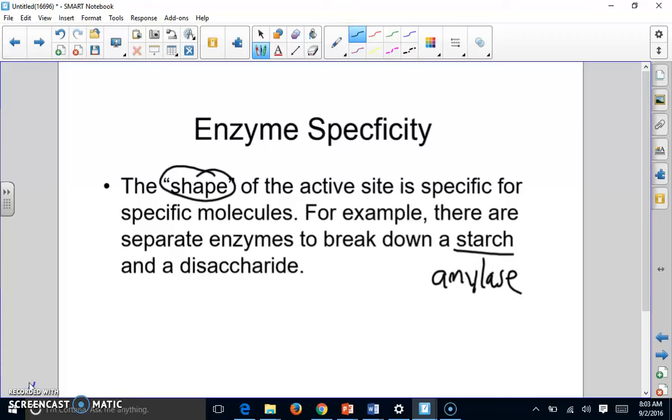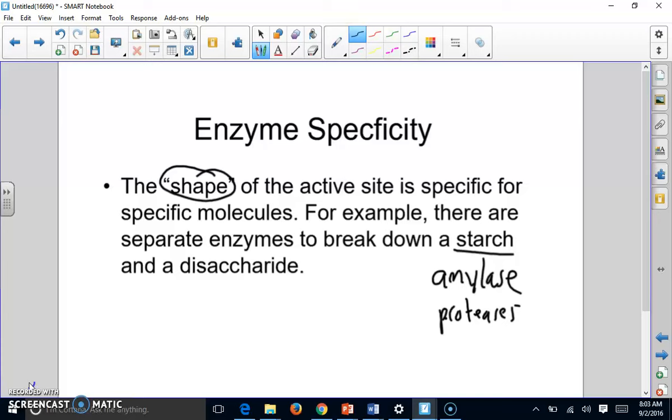There are also enzymes to break down proteins, and those are called proteases. But there are specific enzymes to do the reactions in your body. To just simply make energy, to take sugar and turn it into energy, the process of respiration, you need about 13 to 20 different enzymes just to do that process. Take glucose and turn it into ATP. But the point is that it's the shape of the active site that makes the enzyme specific.